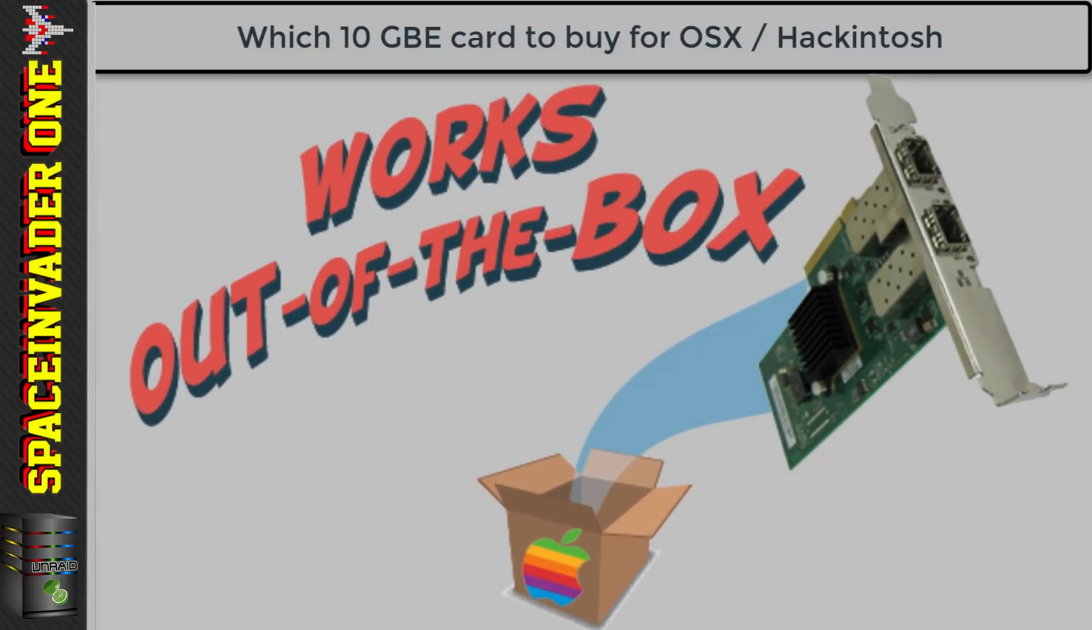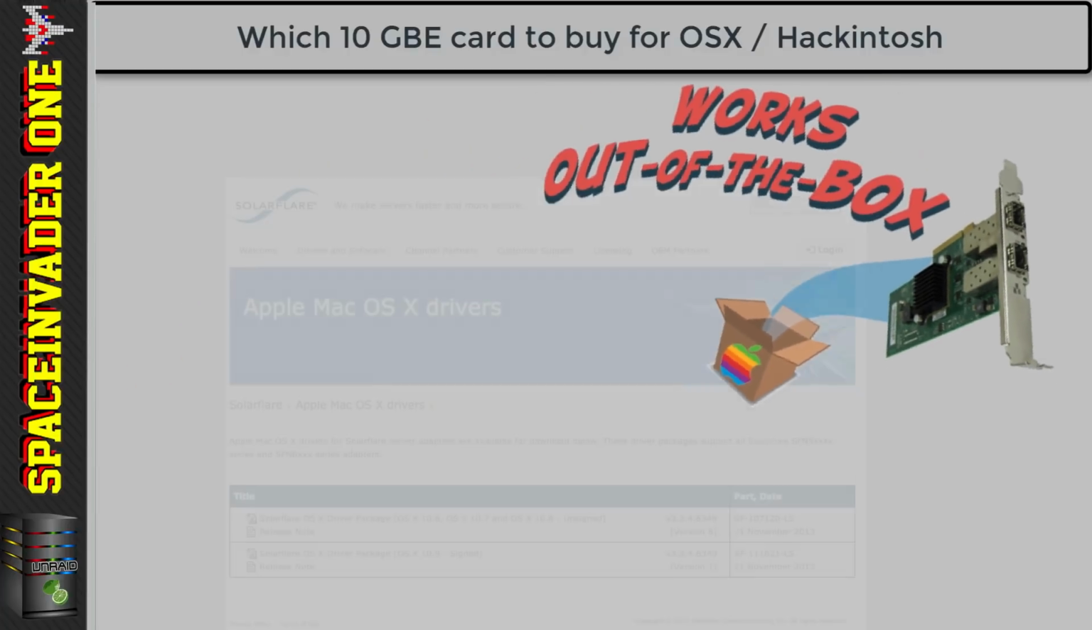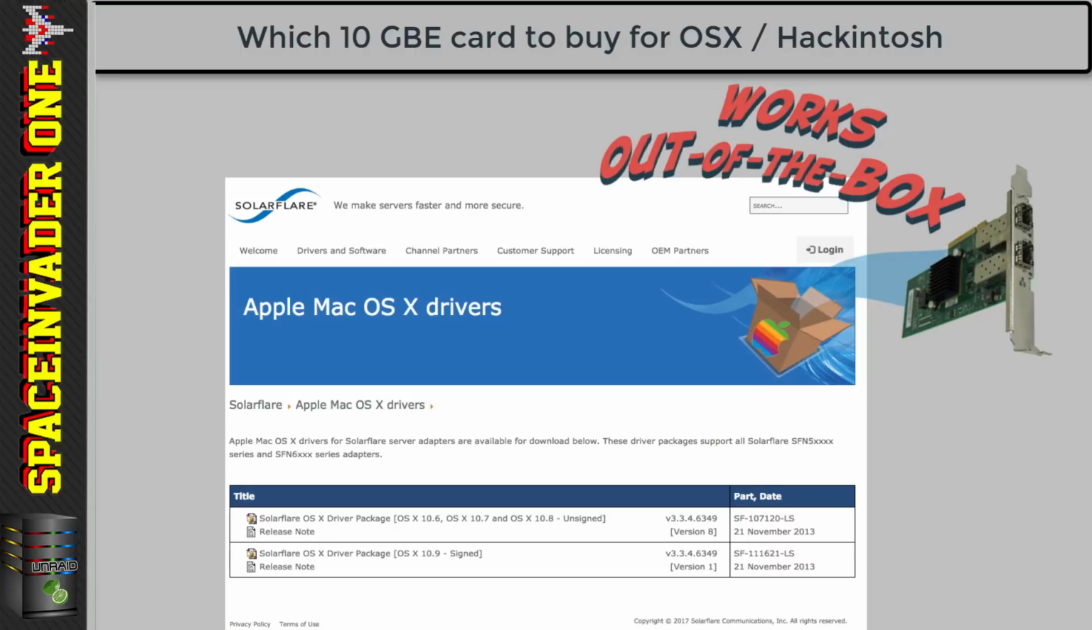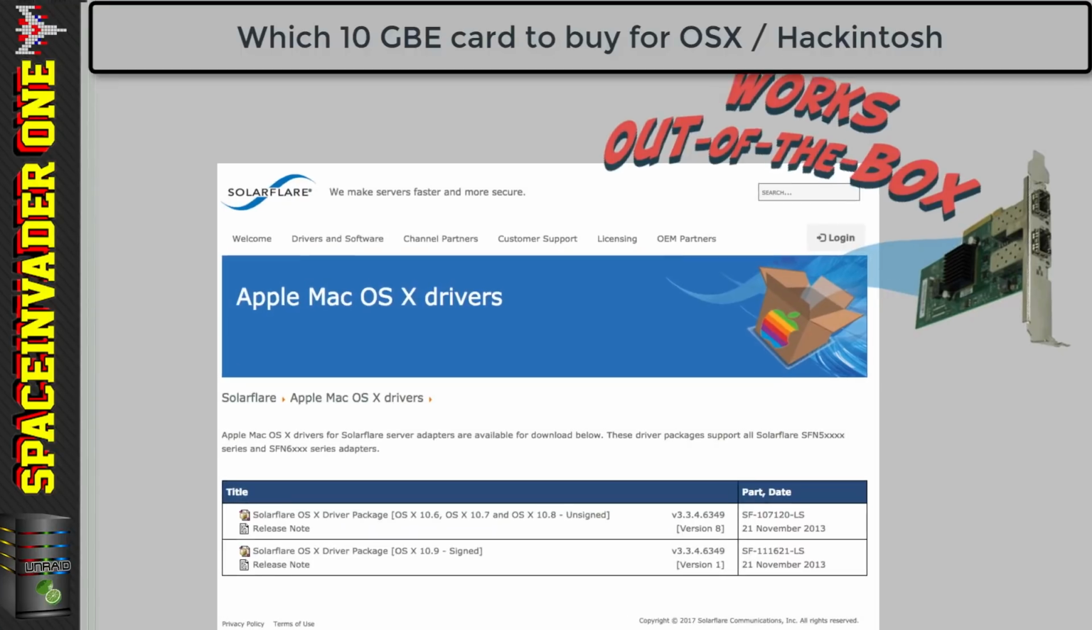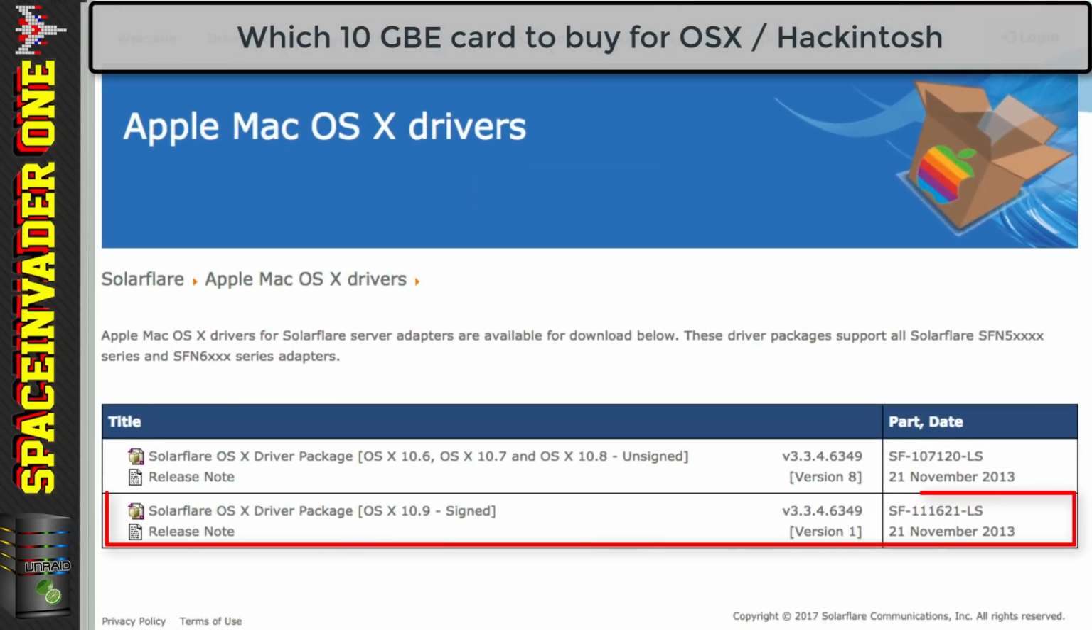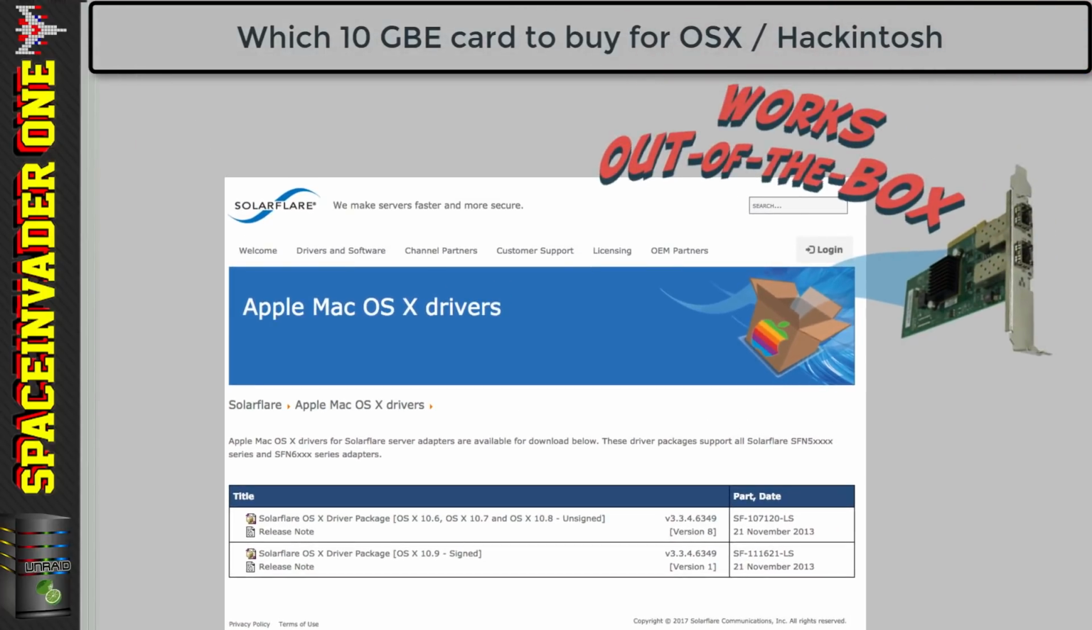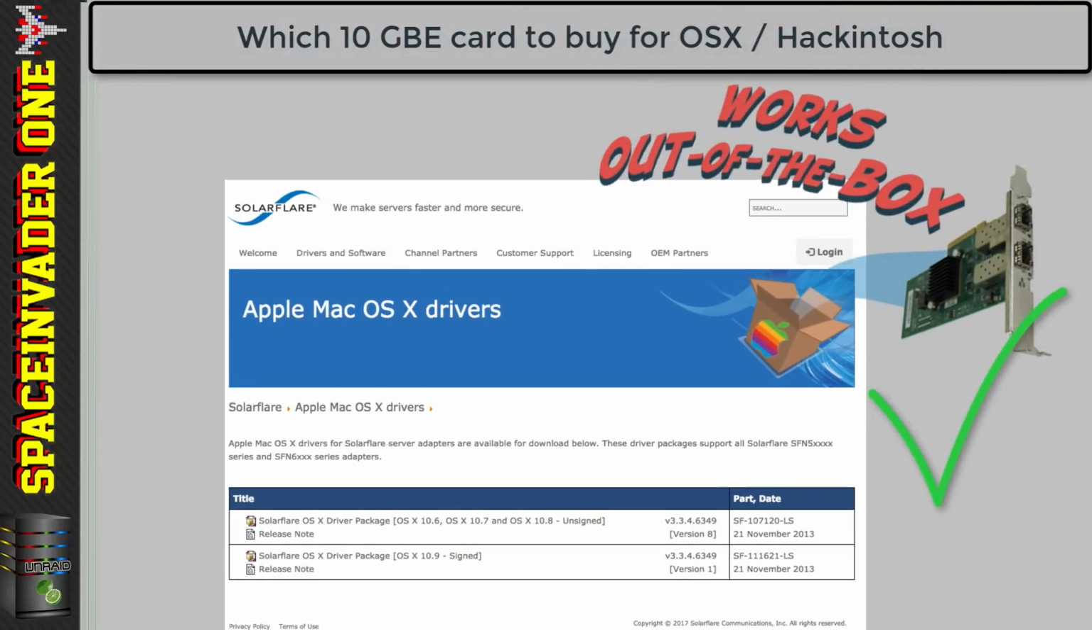So there's a company called Solarflare, and they make 10 GBE cards with OSX drivers on their website. Now at first I was worried because it said the drivers were for OSX 10.9, and that was back in November 2013. And I'm running macOS Sierra on my Hackintosh, but when I got the card I installed the drivers and the installation went fine with absolutely no problems.